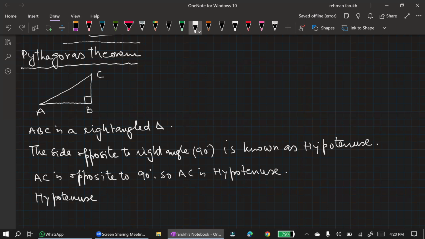Hypotenuse is always the longest side in a right angled triangle.